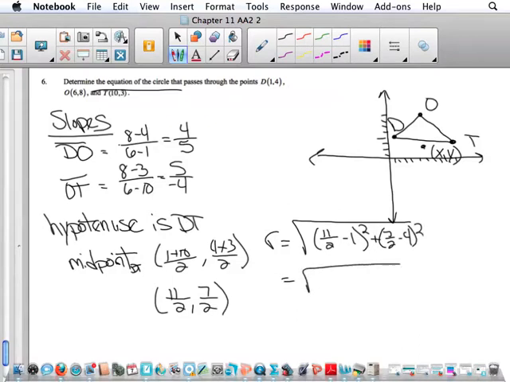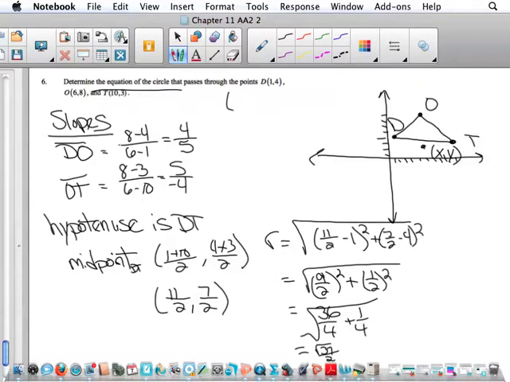So I have 11/2 minus 2/2 gives me 9/2 squared, and then 7/2 minus 8/2 gives me -1/2 squared. So I get 81/4 plus 1/4, which is 82/4. So the radius is the square root of that. Now the equation of my circle, I'll just write it up here at the top, is (x - 11/2) squared plus (y - 7/2) squared equals 37/4.